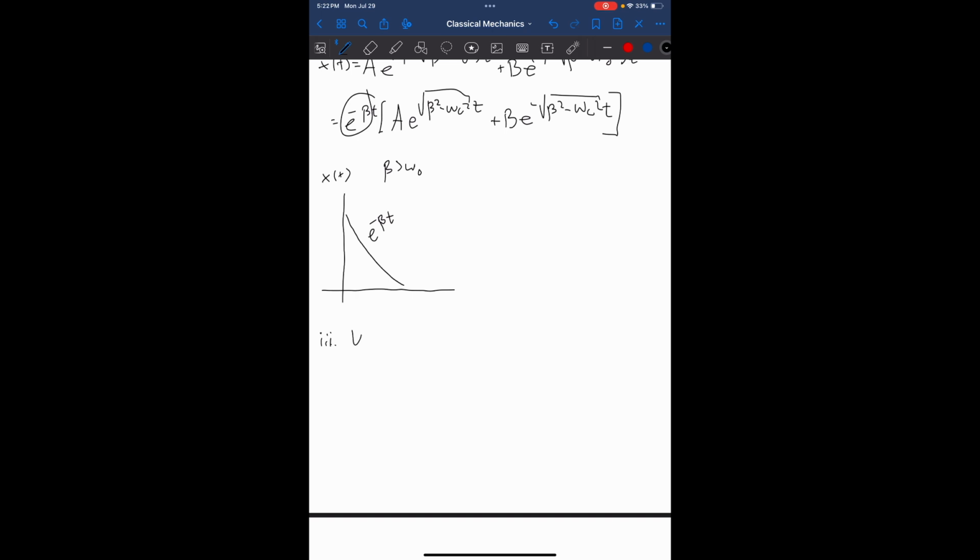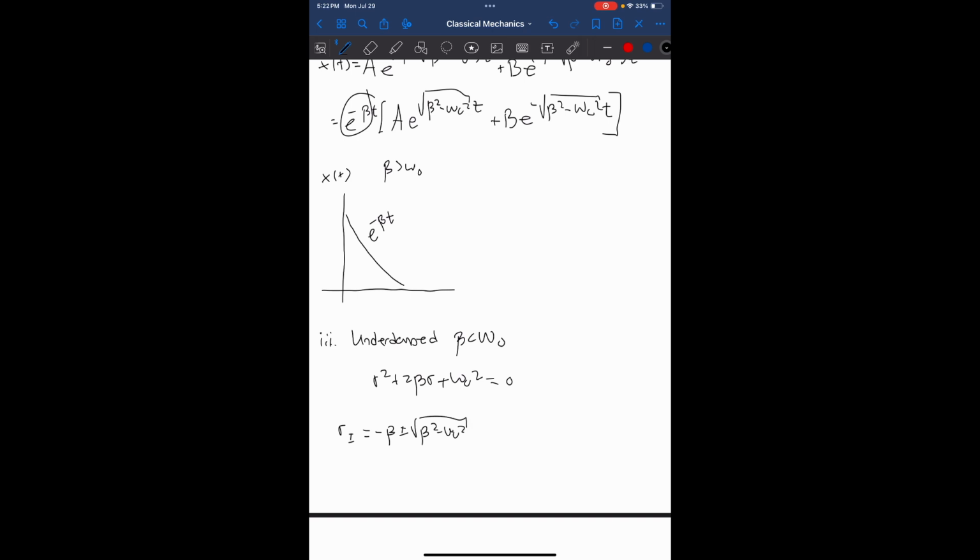Now the third case, which is the most important case for this class, the one we're going to deal with the most, is the underdamped case. Here, our solution is going to oscillate, but they're going to be decaying oscillations. And beta is going to be less than omega naught. So we have r squared plus 2 beta r plus omega naught squared is equal to 0. So r plus minus is going to be minus beta plus or minus the square root of beta squared minus omega naught squared.